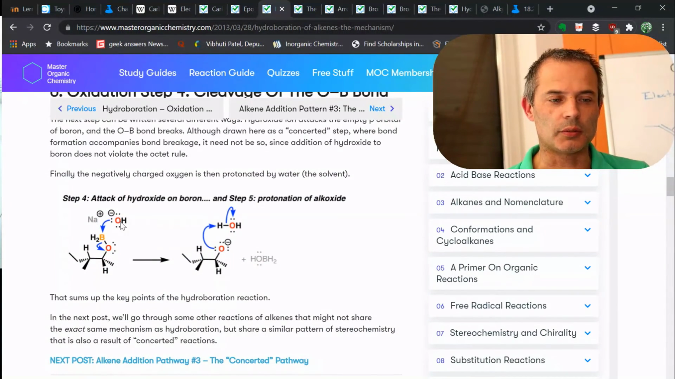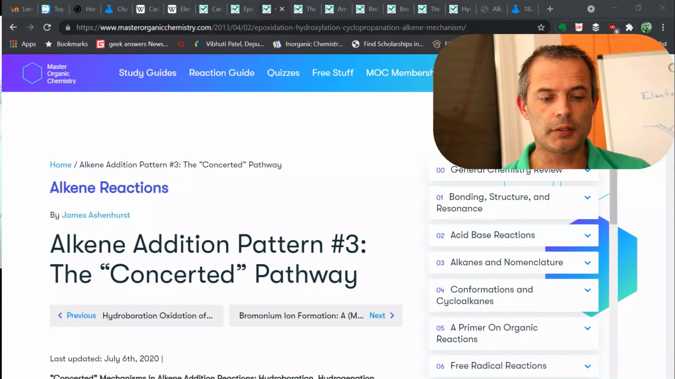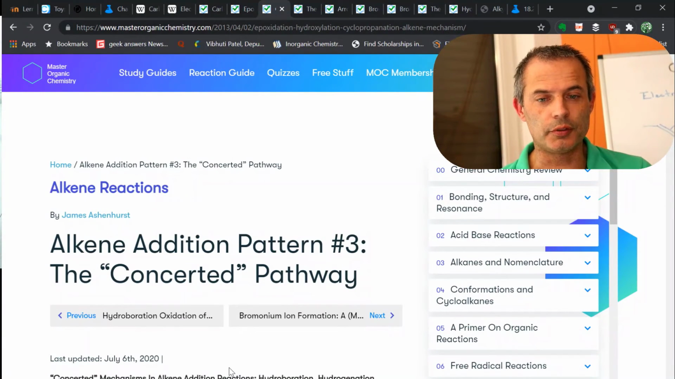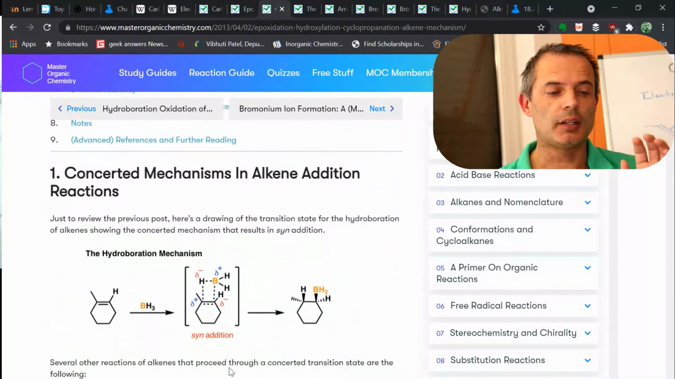We're going to take some base, the base will attack it, and this bond will become a lone pair on the oxygen, and it will grab maybe a proton from somewhere to become OH. On their final page, they have a few more confusing reactions, but they are very, very similar. Let us have a quick look at them.